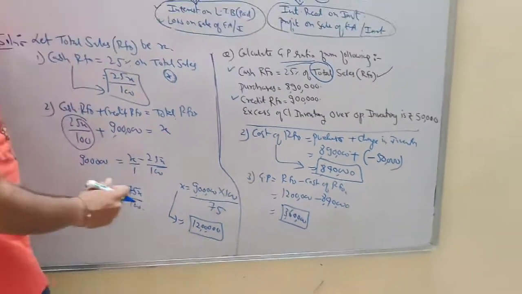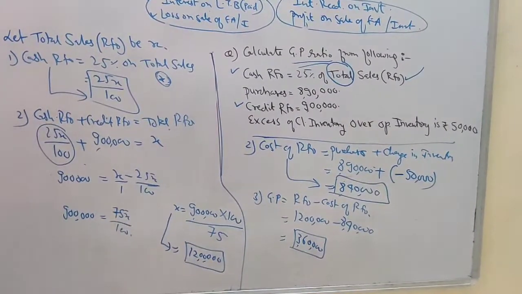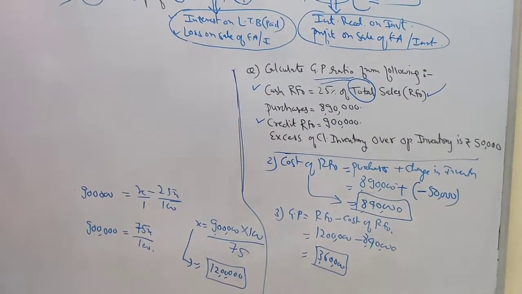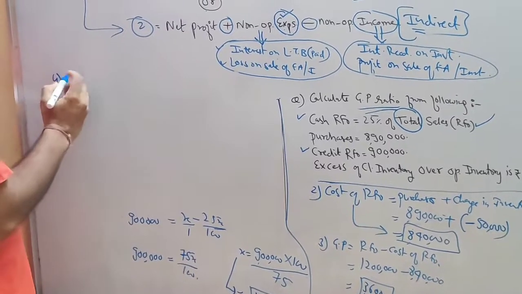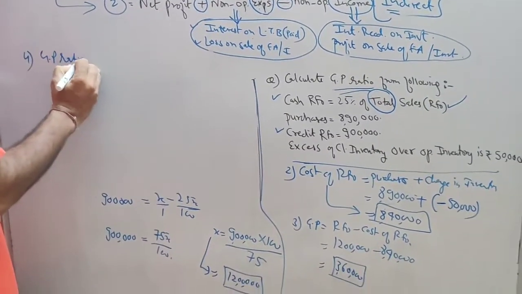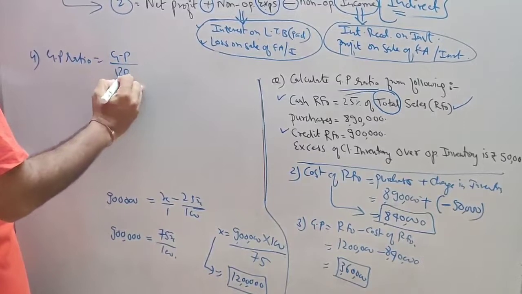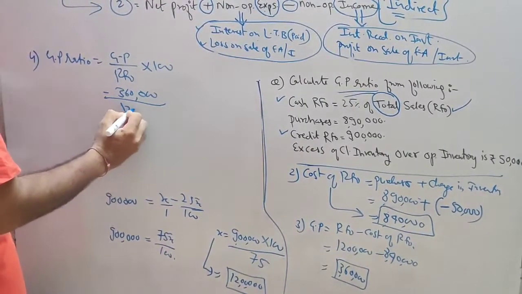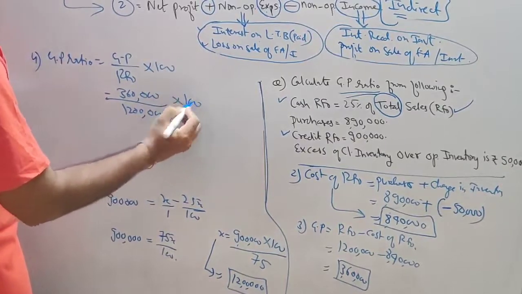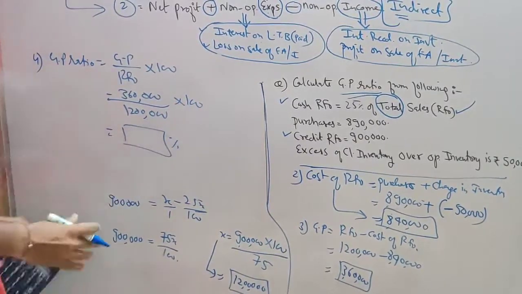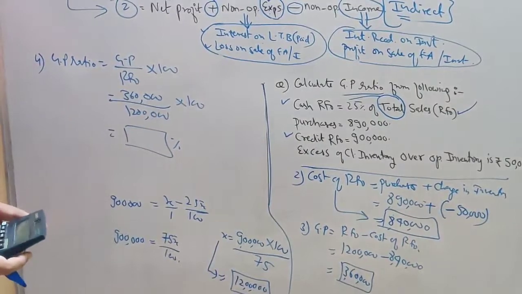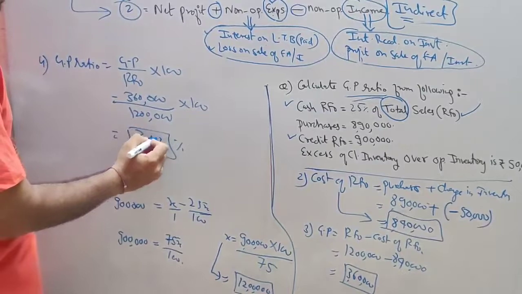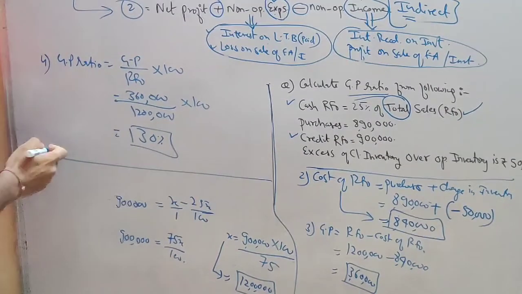Now it's very easy to find the gross profit ratio. I am solving it here. So what is formula? This is fourth step. Gross profit ratio, that is equal to gross profit upon RFO into 100. Gross profit is 3,60,000. RFO is 12 lakh into 100. This will give you answer in percentage. Divide by 12 lakh into 100, that is 30%. This is how you will solve the sum.